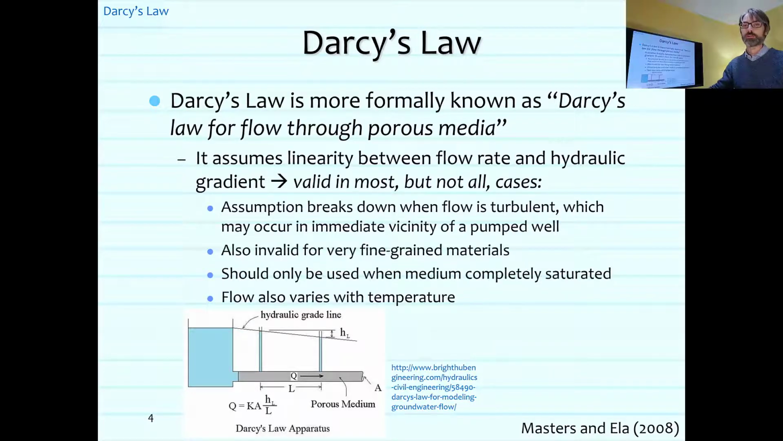Now, the assumptions for Darcy's law break down when the flow is turbulent. This may occur in the immediate vicinity of a pumped well. It's also invalid for very fine-grained materials, and it should only be used when the medium is completely saturated. The flow also varies with temperature, which this equation does not include.